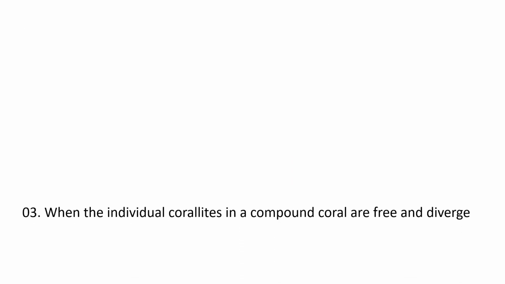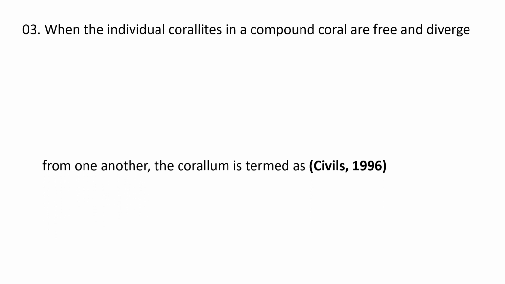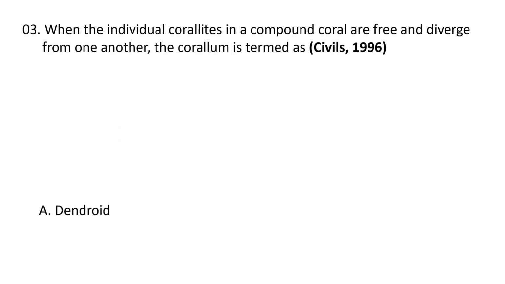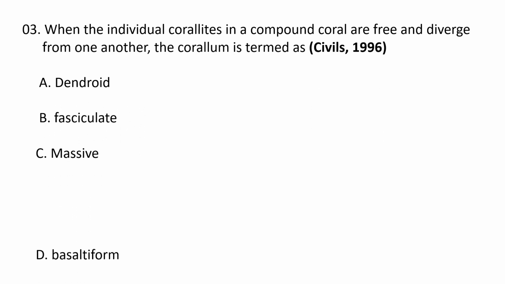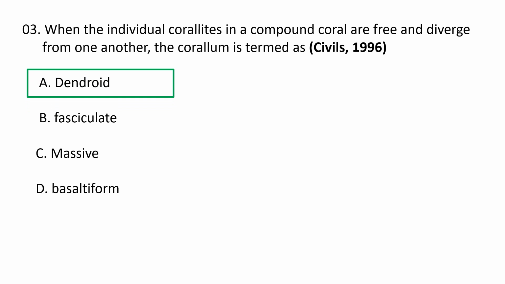Next question. When the individual corallites in a compound coral are free and diverge from one another, the corallum is termed as A. Dendroid, B. Fasciculate, C. Massive and D. Basaltiform. So the correct answer is A. Dendroid. Corallite is the cup-like calcareous skeleton of a single coral polyp, and the shape of the corallites may be ceratoid, cylindrical, or calceoid, petaloid, and fasciculate, massive, basaltiform, dendroid, like that.